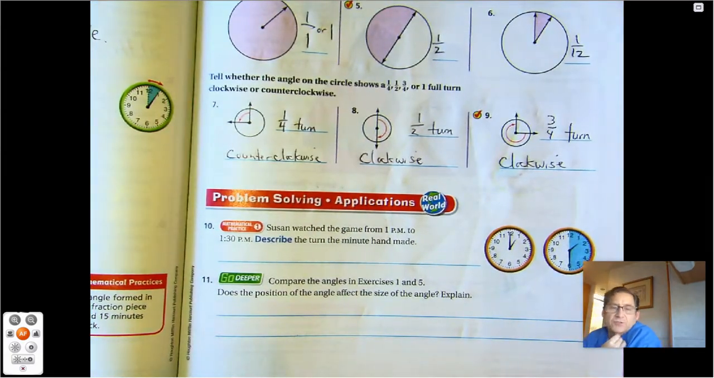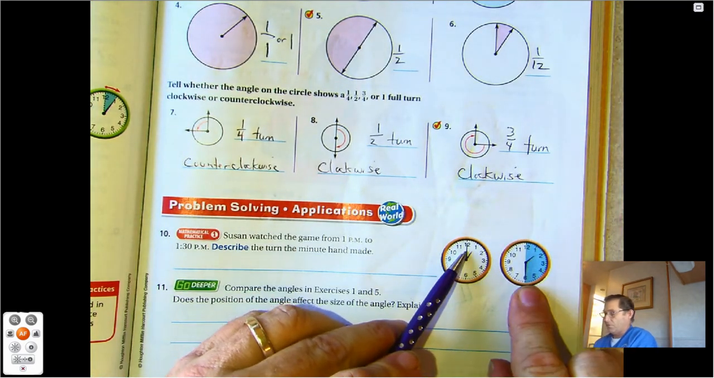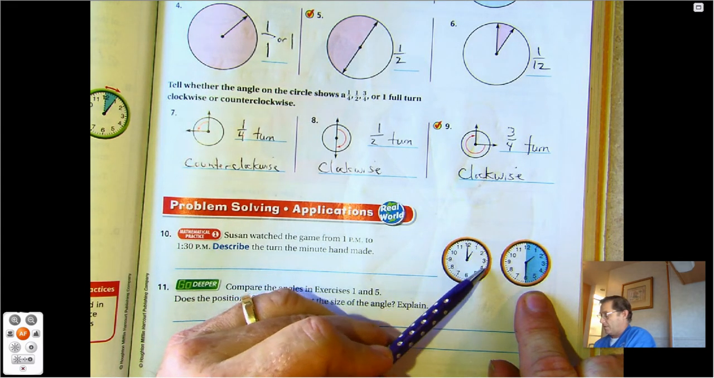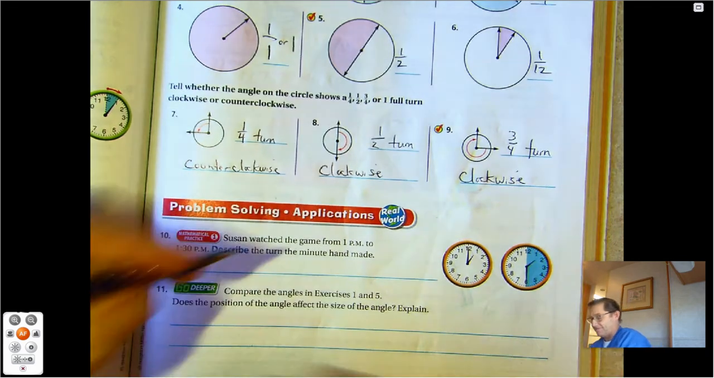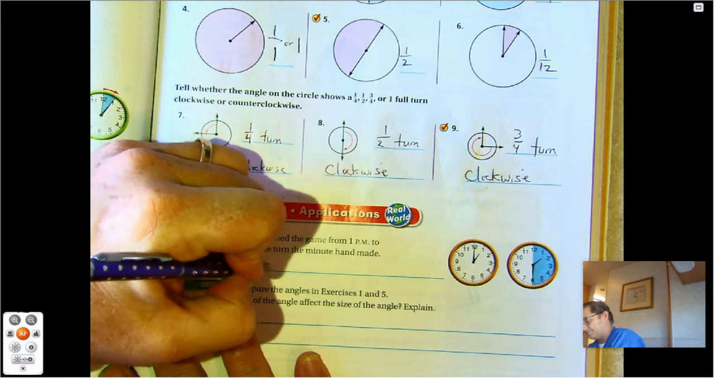All right, number 10. Susan watched the game from 1 p.m. to 1:30. Describe the turn the minute hand made. So we're starting at 1 and they wound up at 1:30. So the minute hand went all the way around to the 6, and so that would be a half turn clockwise.